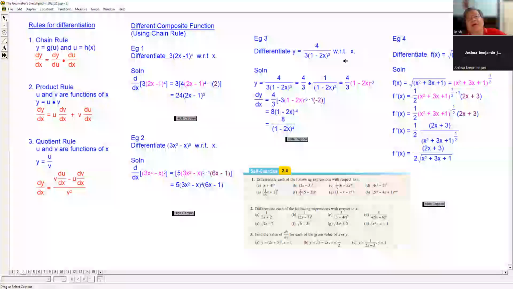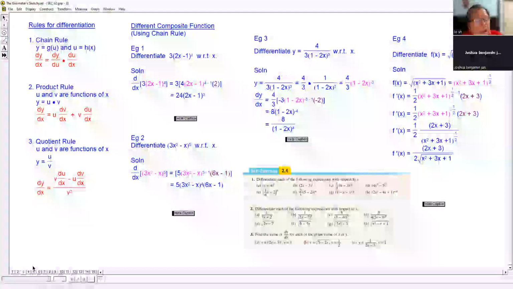Okay, so we look at the third example. Now I call it y. If I call it y, the answer will be dy/dx. If I call it f(x), the answer will be f prime x. So this one, I have to differentiate.